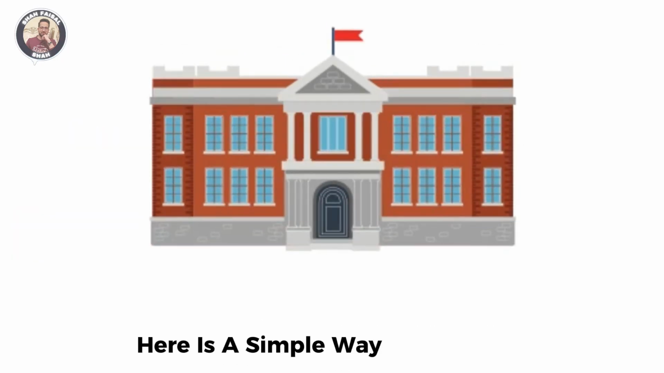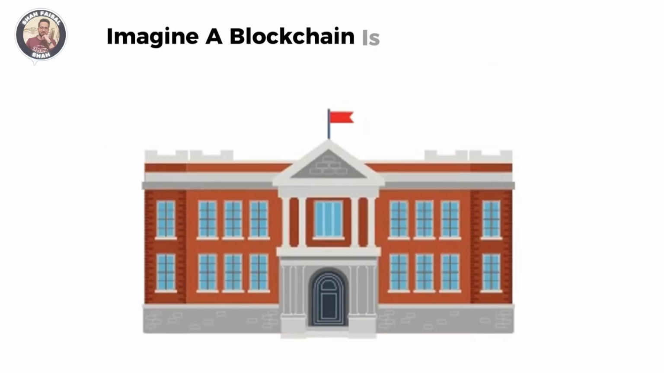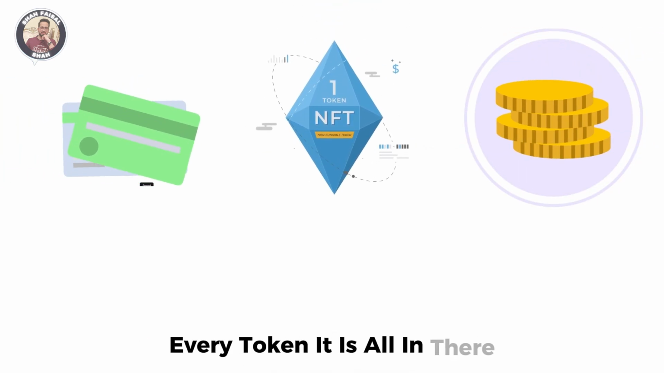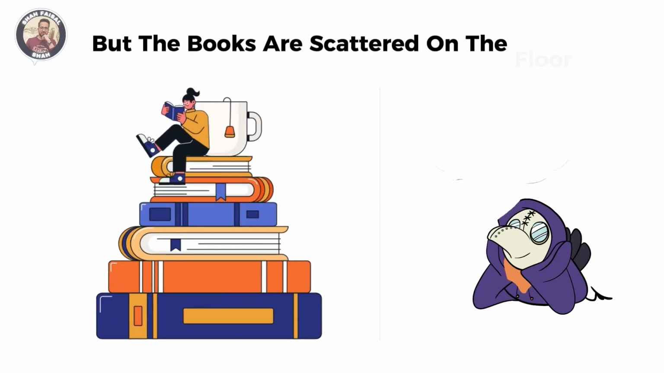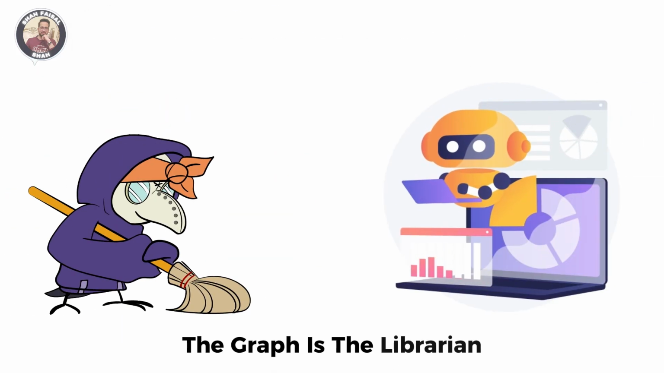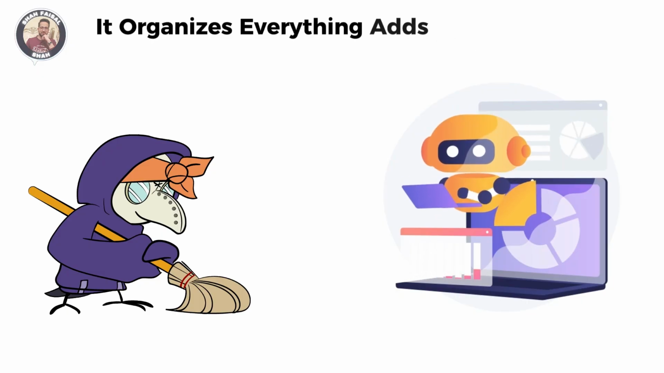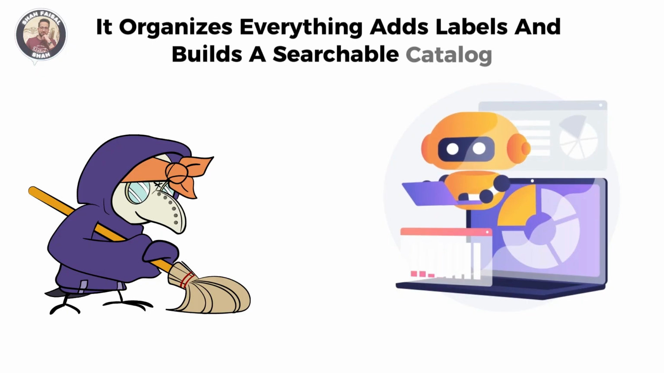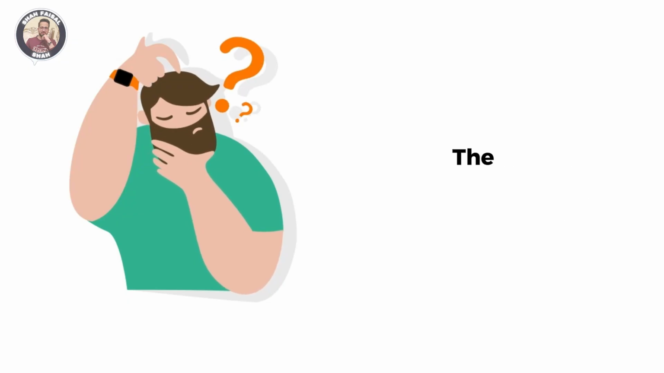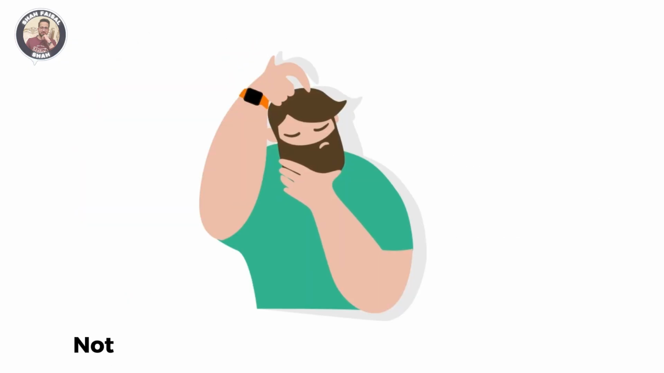Here is a simple way to picture it. Imagine a blockchain is a giant library. Every transaction, every NFT, every token, it is all in there. But the books are scattered on the floor, unsorted and unlabeled. The Graph is the librarian. It organizes everything, adds labels, and builds a searchable catalog. Now when someone asks, show me who owns this NFT, the answer comes back in seconds, not hours.